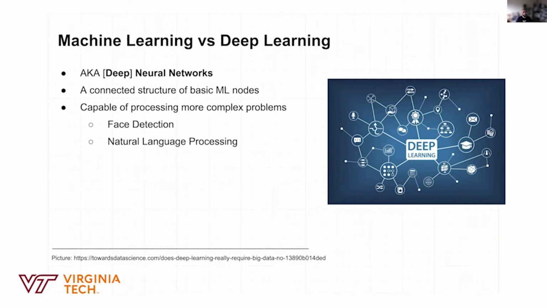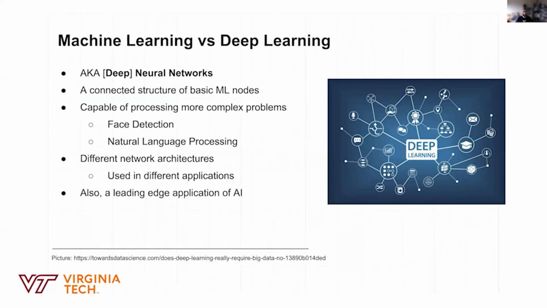Examples are face detection, natural language processing, and understanding. Those are very hard problems that neural networks excel in processing. There are different network structures in deep learning, since we said that they are connected units. So you can expect to find several different architectures, and every structure can work with specific types of applications. As people try different architectures, they figure out that some are nice architectures that work for a particular problem. Deep learning is also at the leading edge of applications of artificial intelligence.